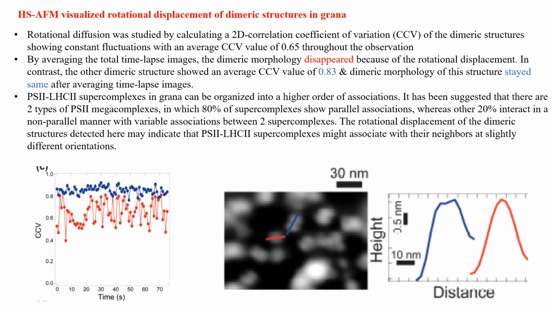The rotational displacement of dimeric structures detected here may indicate that the PS2 LHC2 supercomplexes might associate with their neighbors at slightly different orientations, based on the kind of association these particles form with each other.